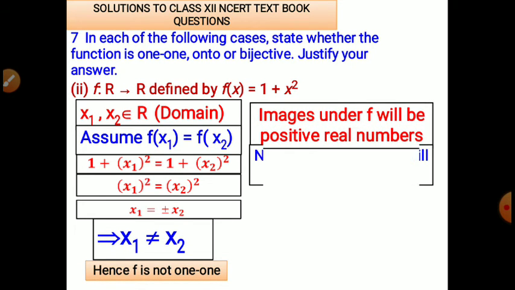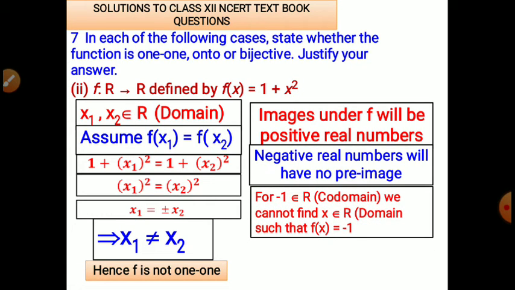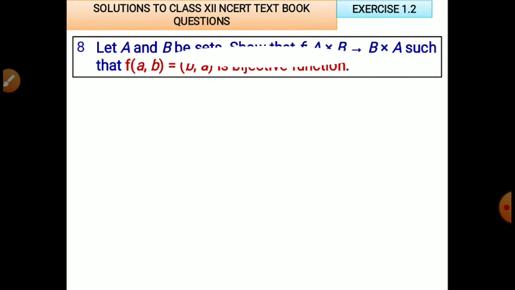Let us go for the images of f. For positive real numbers, you are going to get positive numbers. Negative real numbers will not have any pre-images, so that's why it is not an onto function. Now let us move to the next question, the eighth one.